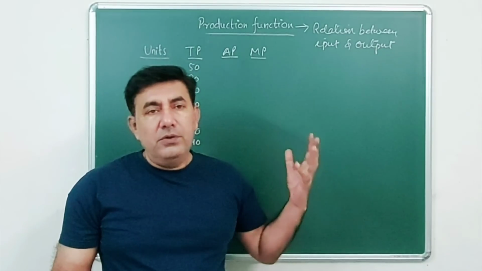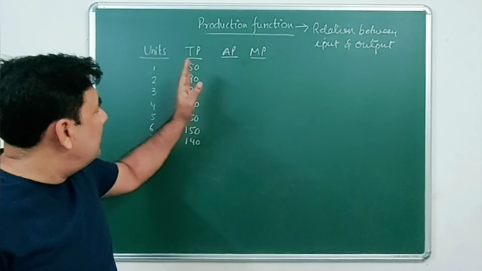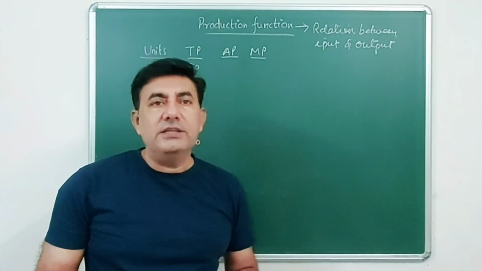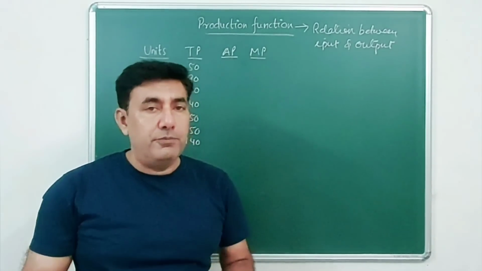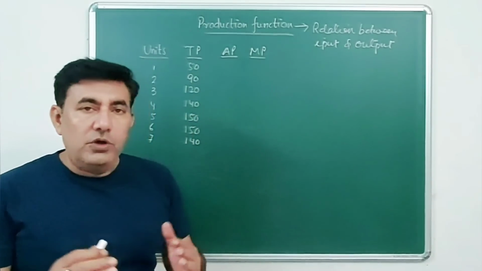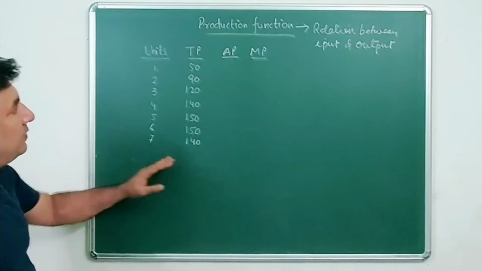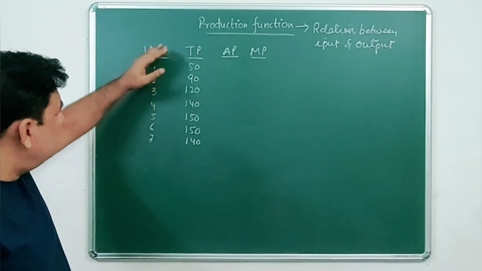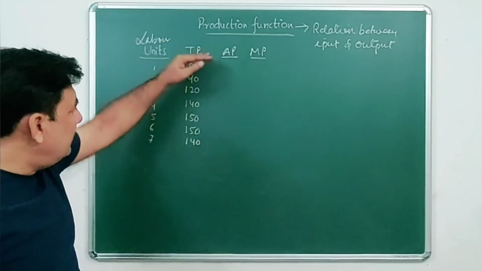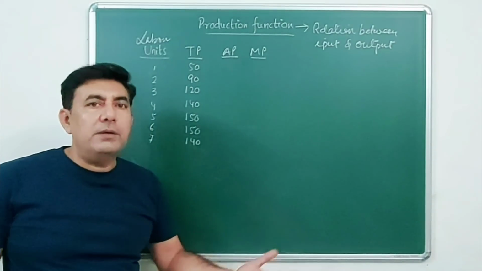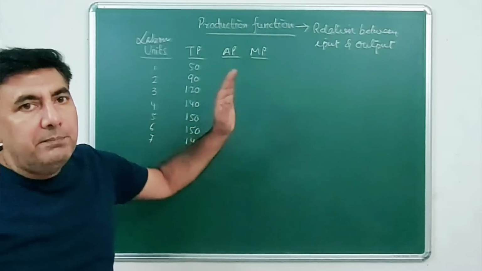And when we talk about the production function, you should understand these three things: TP, AP, MP. TP stands for total product, AP average product, and MP marginal product. Let's see what is the relation between these three. Now I have written here one simple schedule, units. Suppose this is units of labor, and this is the TP, total product, total production. Okay, so let's see how to find out AP and MP from this.